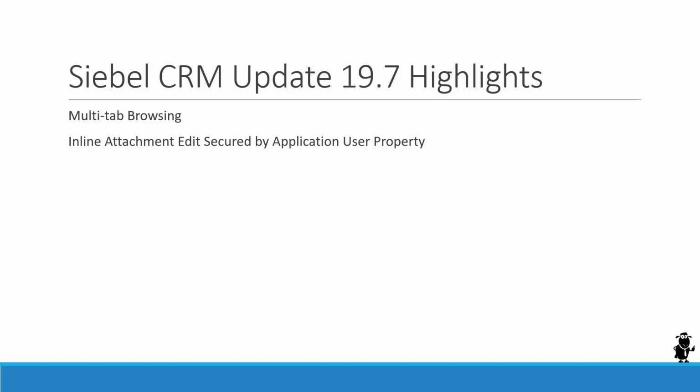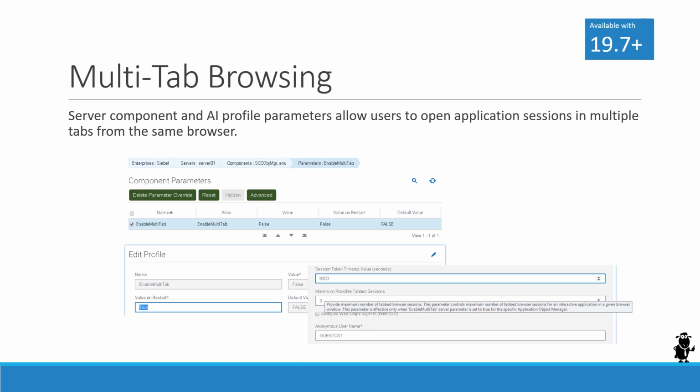The July update for 2019, 19.7, brought the highlights as follows: multi-tab browsing and inline attachment editing security through an application user property. As of 19.7 and higher, administrators can specify parameters in the AI profile and on the server component, which then allow users to open multiple application sessions in multiple tabs on the same browser.